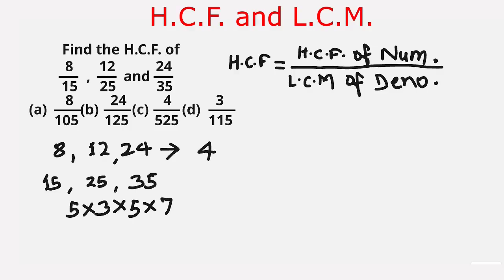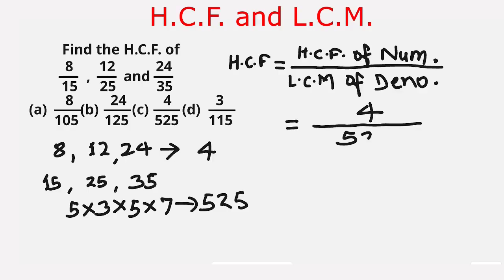So LCM is 525. If we put the values of H.C.F of numerator, which is 4, upon LCM of denominator, which is 525, therefore the H.C.F of 8 upon 15, 12 upon 25 and 24 upon 35 is 4 upon 525. And from the given options our answer is option C, 4 upon 525. I hope you have understood the method of finding H.C.F of fractional numbers. We go to the next question.